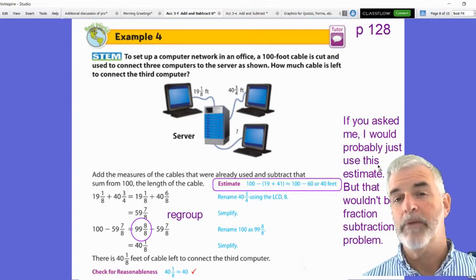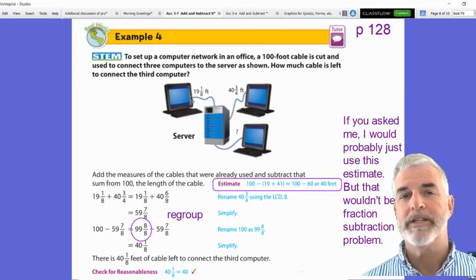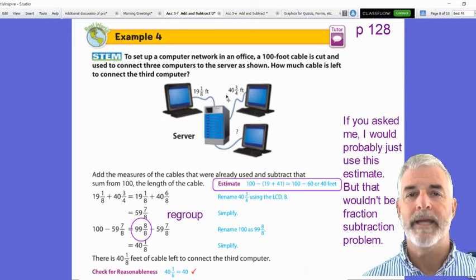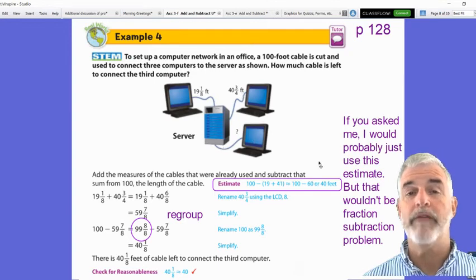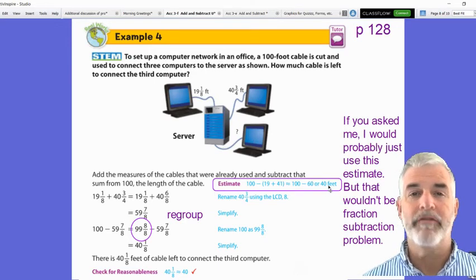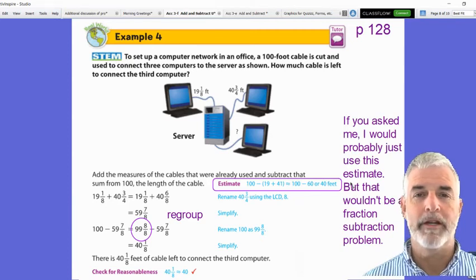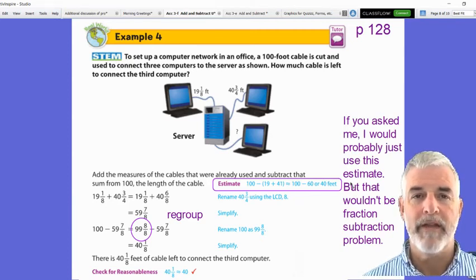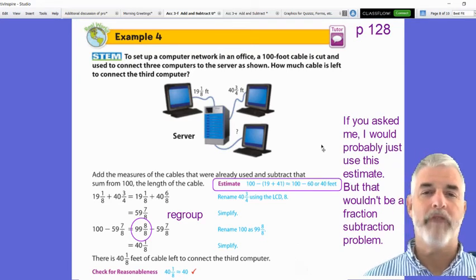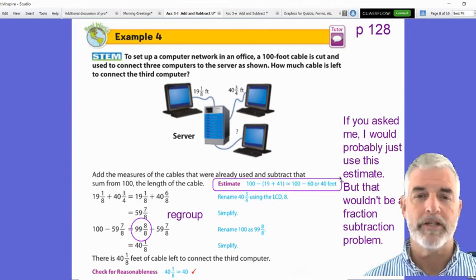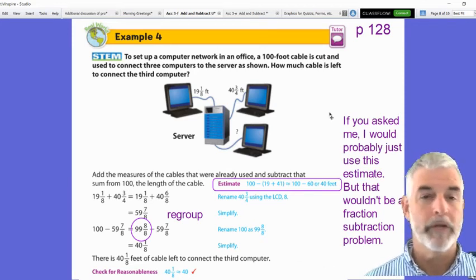Well, I would tell you, as I put in this note over here, that I would just estimate this anyway. 19 and 41, add those together, okay? That's about 60 feet. 19 plus 41 is 60, so I have about 40 feet left. It's probably enough to know that you had 40 feet left. Do you need to know that you have 39 feet and 7/8 feet or whatever it is? I don't really care. But this is a problem about adding fractions, so we have to add the fractions and not just estimate like you probably would do in the real world.